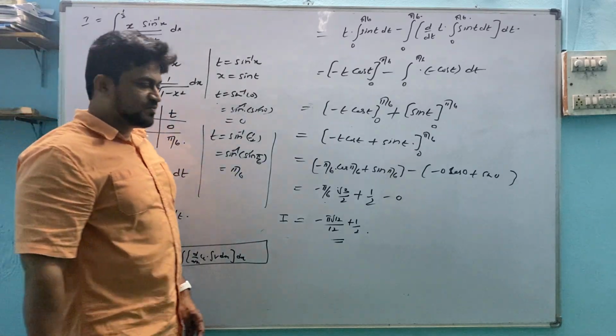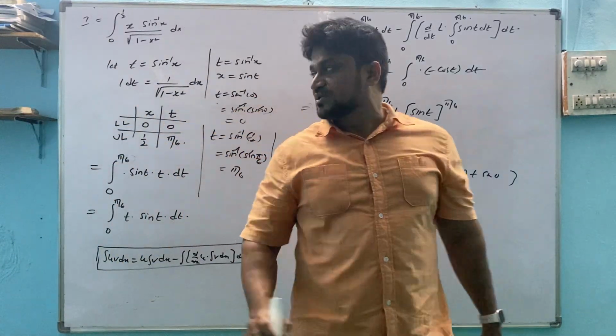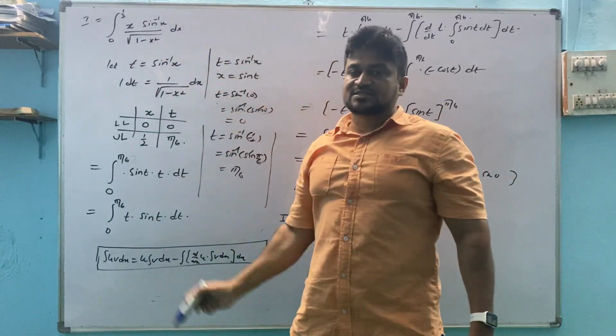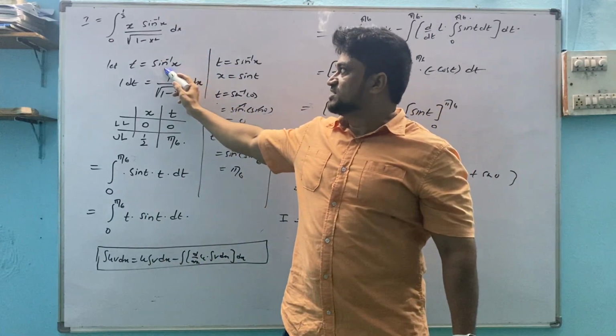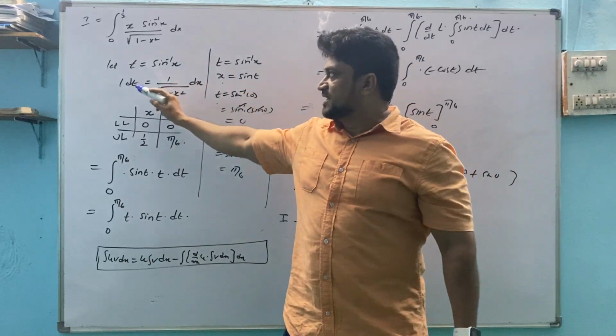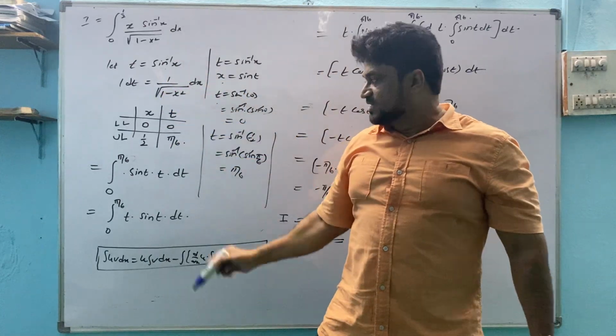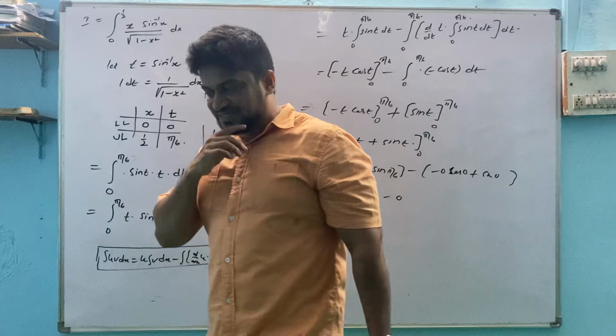So what we have to do: when you find a question with sin inverse and root 1 minus x square, you can consider t as sin inverse x, then x as sin t, then differentiate both sides, then find limits. Afterwards, substitution method, same as integrations.